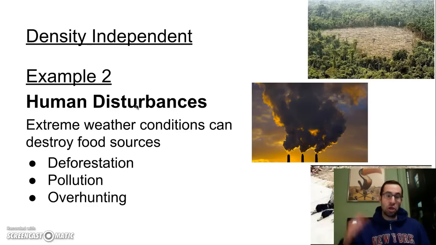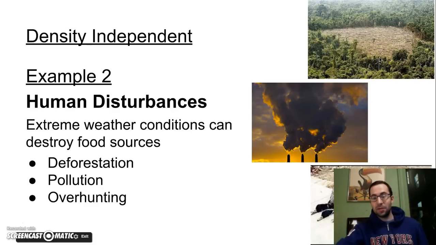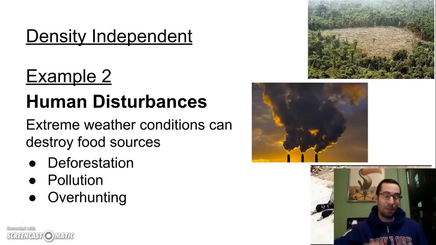Here's another example. Humans, us, me, and you. We are density-independent limiting factors. Unfortunately, humans are really, really good at destroying natural things. Take a look at this picture up here. Deforestation, for example, cutting down lots of trees. Pollution, it affects everyone more or less equally. Hunting, people have done a really, unfortunately, bad job of conserving populations. So hunting is another thing that can cause a population to go down. Again, a limiting factor is anything that causes a population to decline.